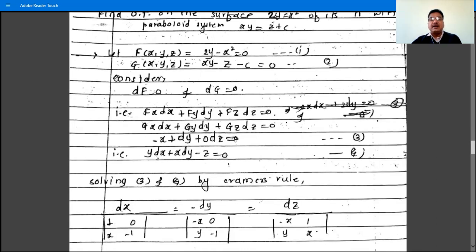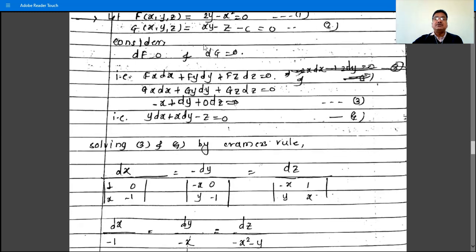Similarly for G: Gx is y, Gy is x, and Gz is −1. So dG = 0 gives y dx + x dy − dz = 0, and dF = 0 gives −x dx + 1 dy + 0 dz = 0. These are equations 3 and 4.